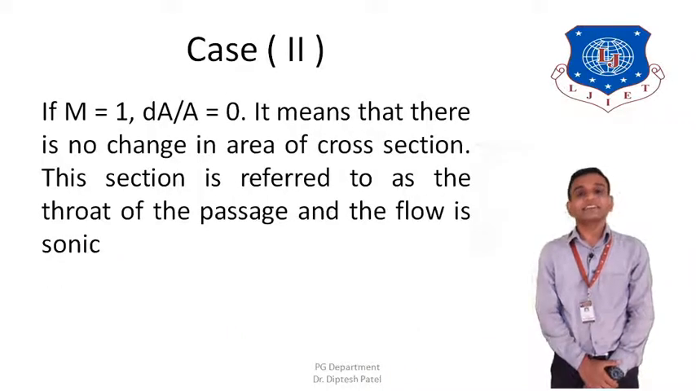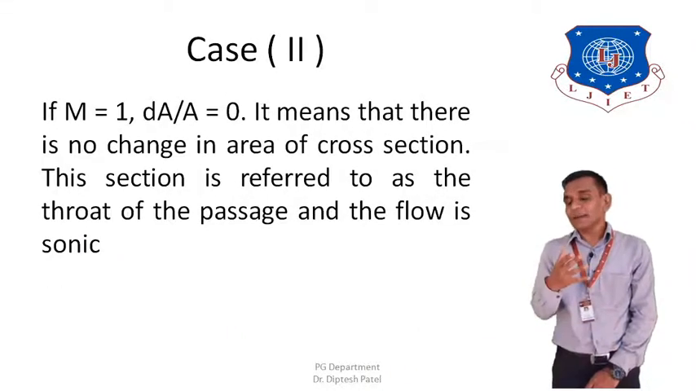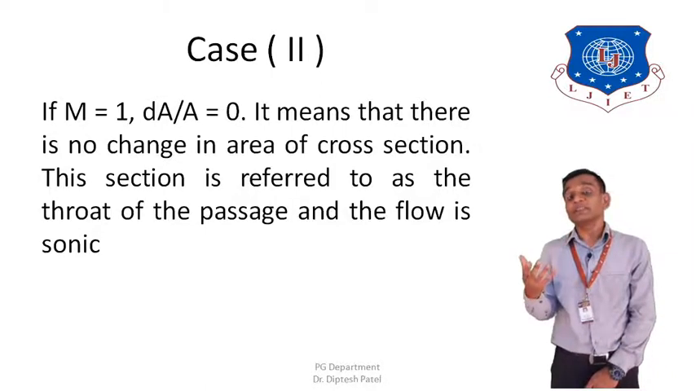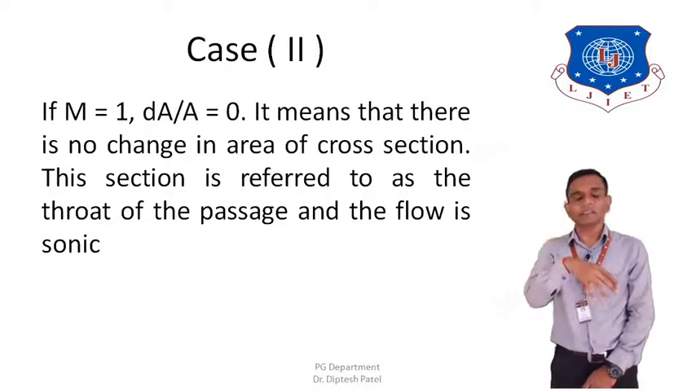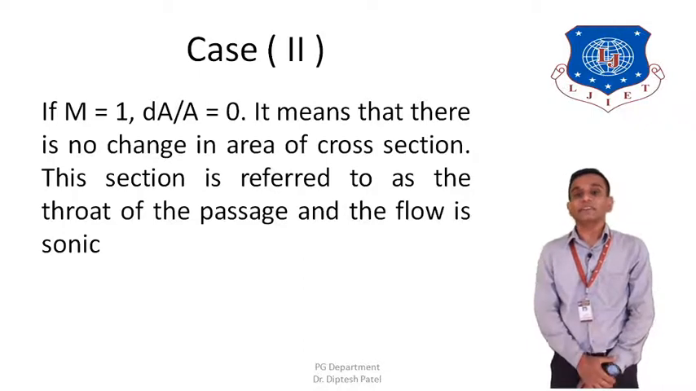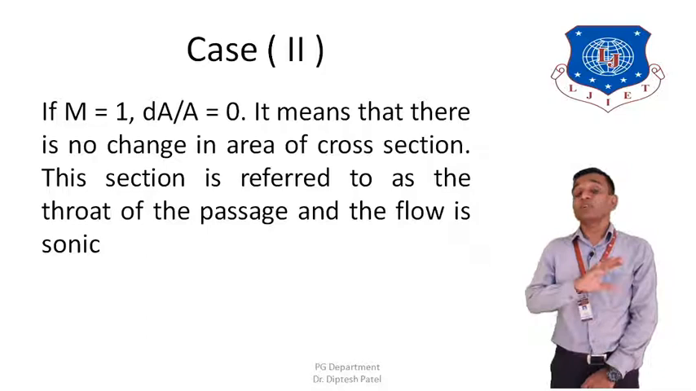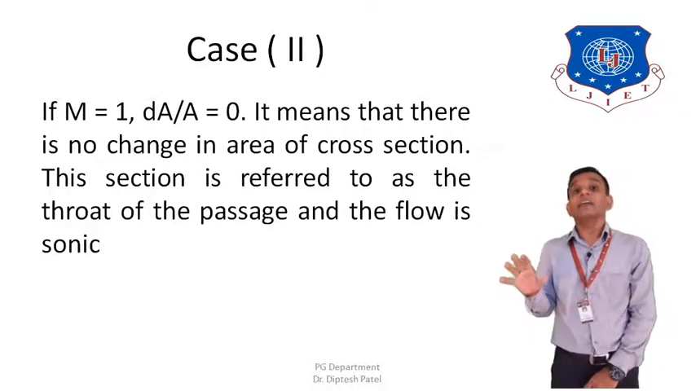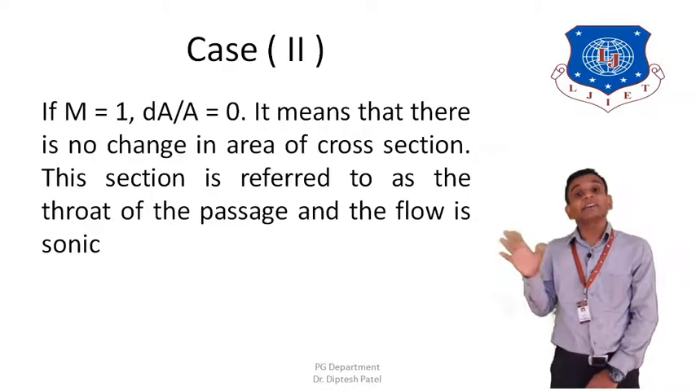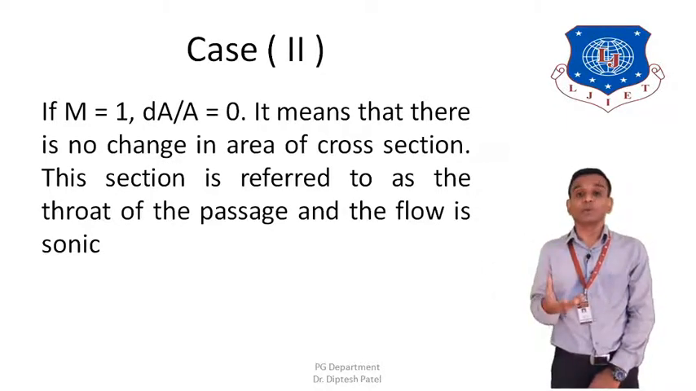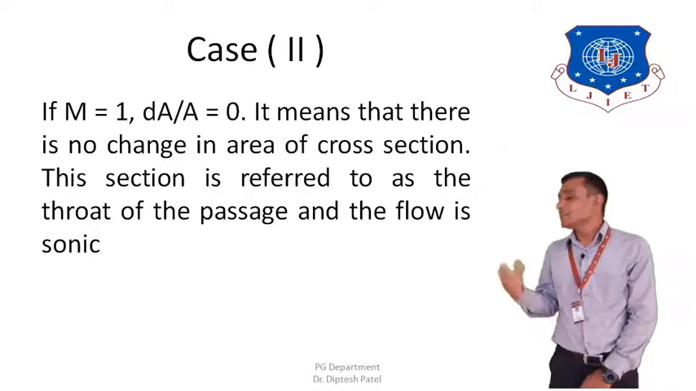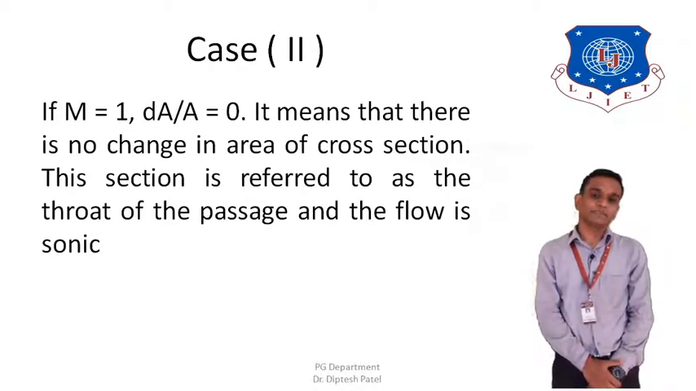Now let's consider case 2. For example, if the Mach number is equal to 1, that means it's a sonic velocity. If we put Mach number equal to 1 in the previous equation, we get the ratio dA to A equal to 0. That means there is no change in area in that particular cross section, and therefore that cross section is considered the throat of the passage, and here the flow is sonic velocity.